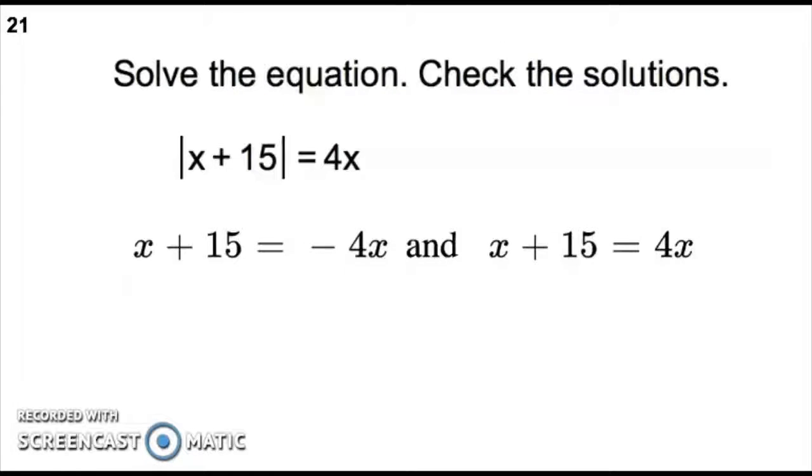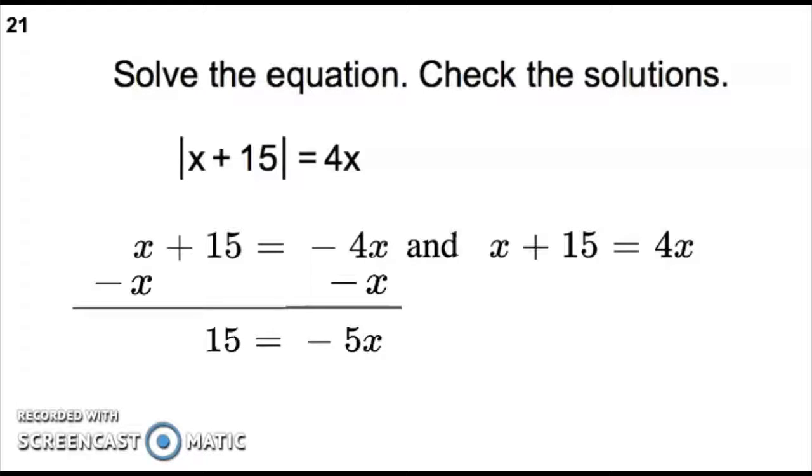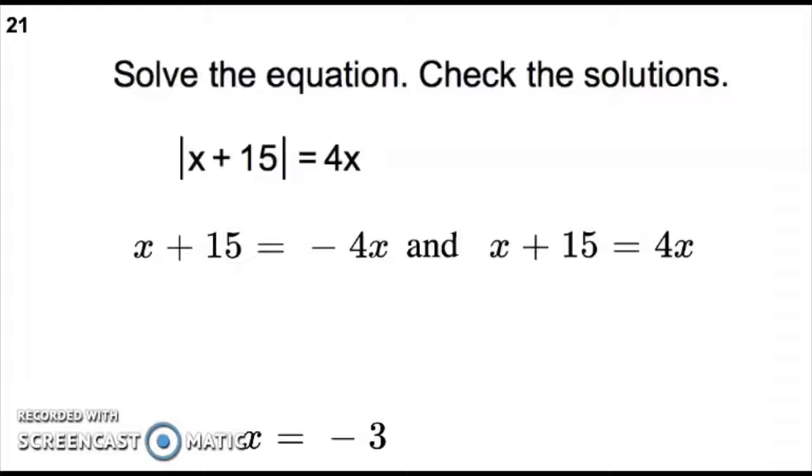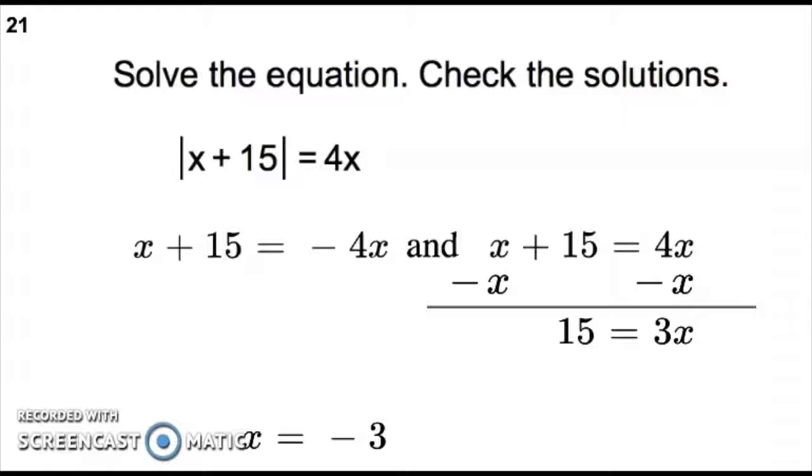To solve the first equation, I subtract x from both sides and I'll get 15 equals negative 5x. Divide both sides by negative 5, I'll have x equals negative 3. For my second equation, I subtract x from both sides. I'll have 15 equals 3x. Divide both sides by 3, and I'll have x equaling 5.